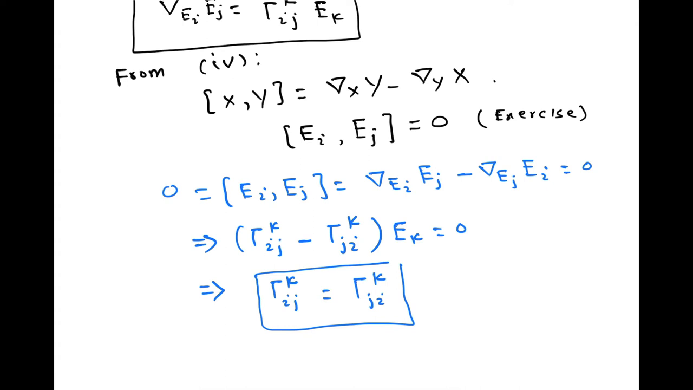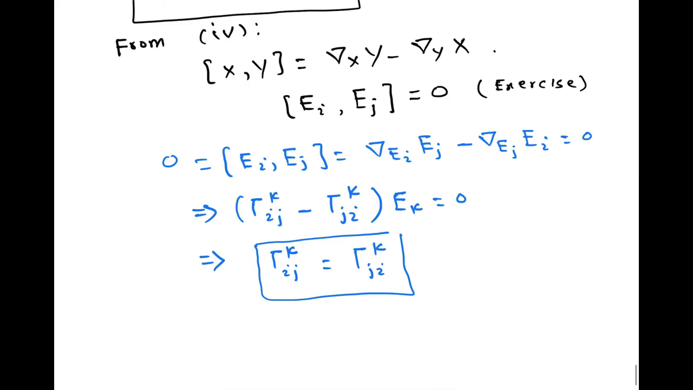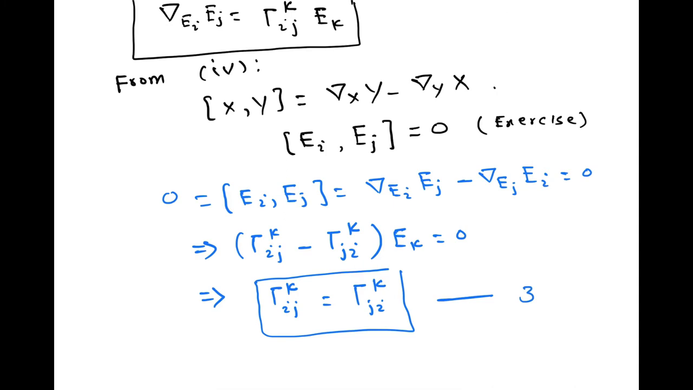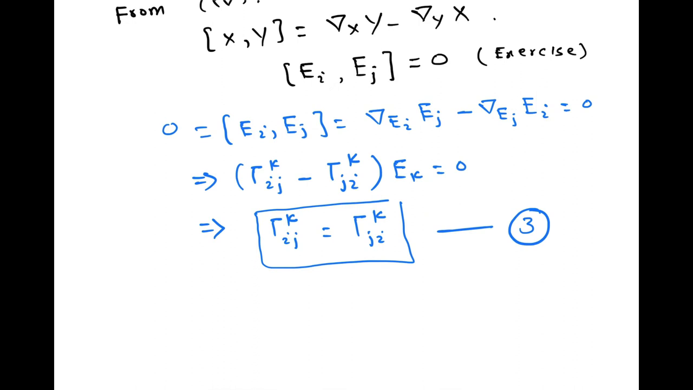So this is an important property. Let me call this equation 3. So this means that gamma, this Christoffel symbol, is actually symmetric in the i and j indices. It is symmetric in these two indices.